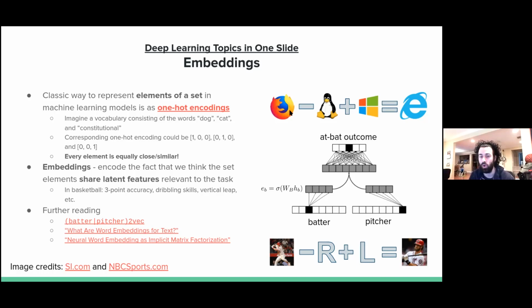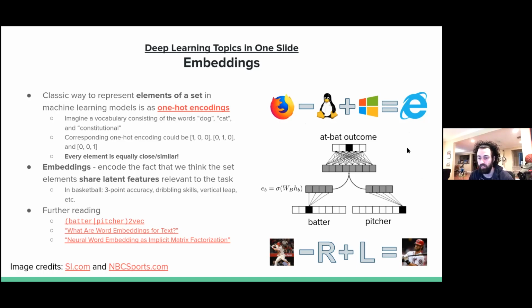And so if you take the word vector for Mozilla Firefox, subtract the word vector for Linux, and then add the word vector for Windows, you get a word vector that's really close to the word vector for Internet Explorer. And so this analogy is basically, Firefox is the browser for Linux, while Internet Explorer is the browser for Windows.